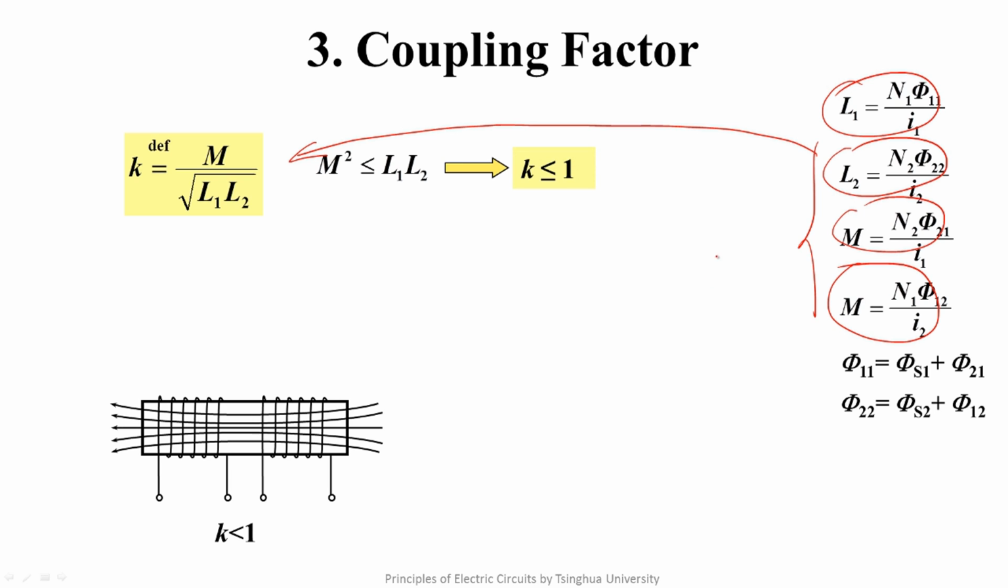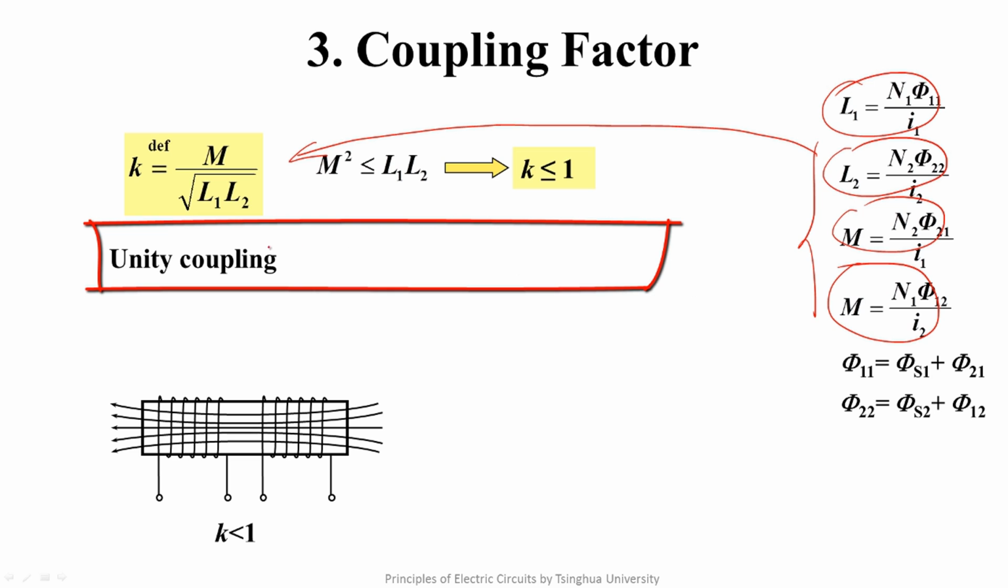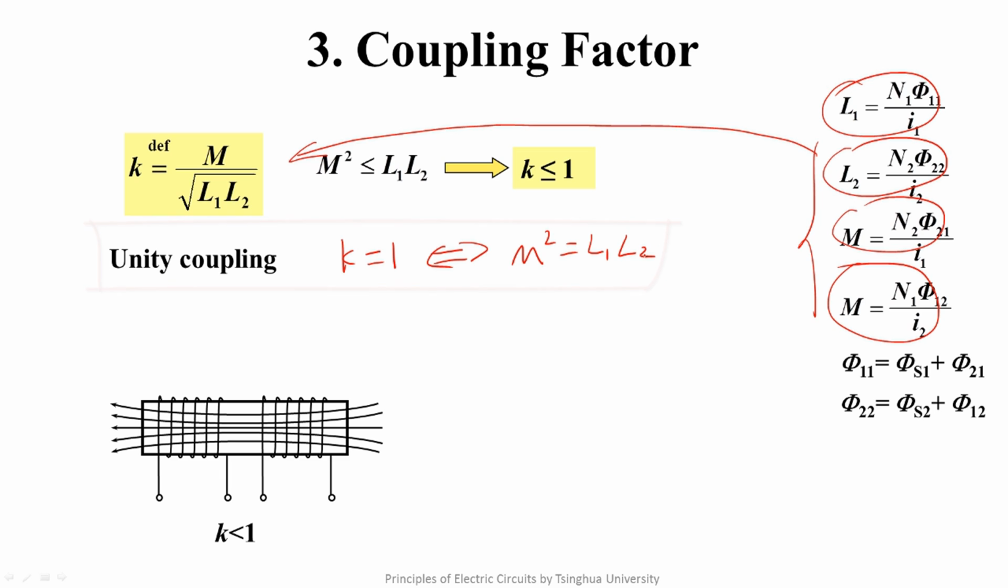As we said in the introduction part, mutual inductance is a natural phenomenon. Sometimes we need to use it, and sometimes we need to restrain it. In order to make full use of the mutual inductance, sometimes it needs to be in an extreme situation, that is unity coupling. In this case, K equals 1, that is M squared equals L1 times L2. So how do we constitute unity coupling by using two coils? You might as well think about it.